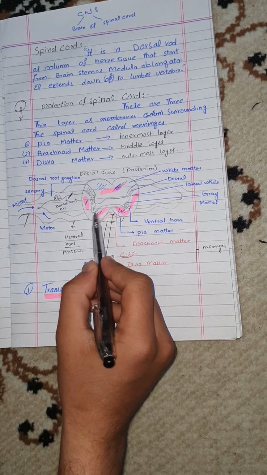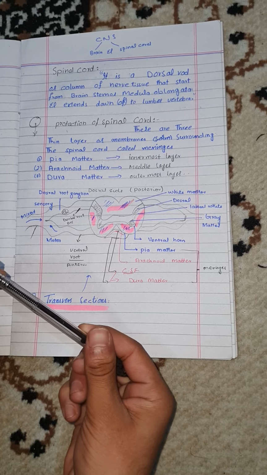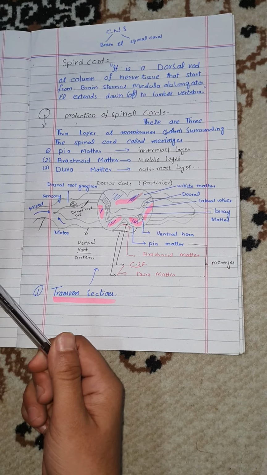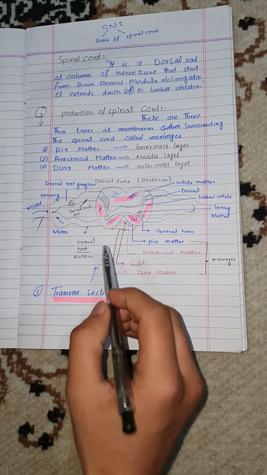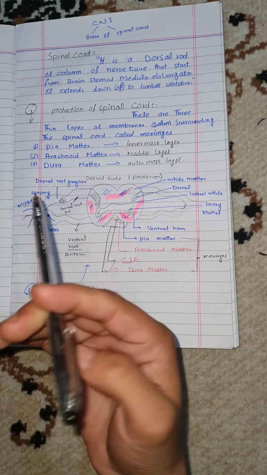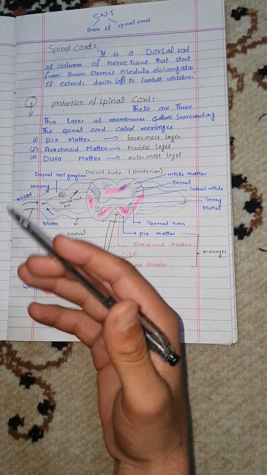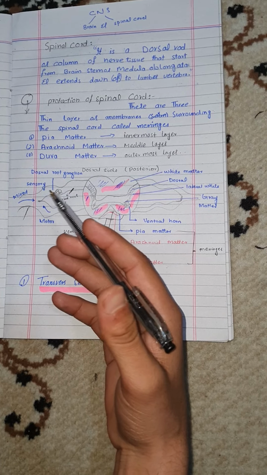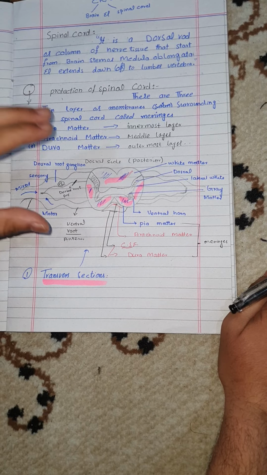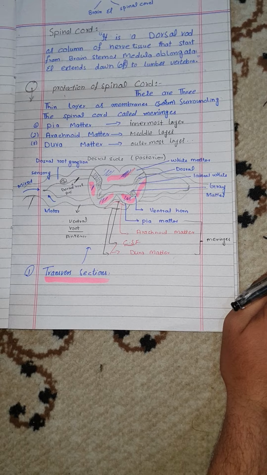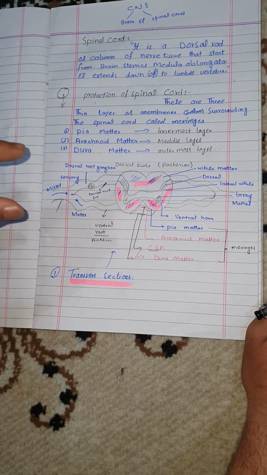Now there is some cerebrospinal fluid present between the pia mater and arachnoid mater, which plays an important role in the protection of the spinal cord. Okay, this question is repeated in many papers: where is the cerebrospinal fluid present? Students get confused. The cerebrospinal fluid is present between the innermost and the middle layer. Middle means arachnoid mater. In this place the cerebrospinal fluid is present.